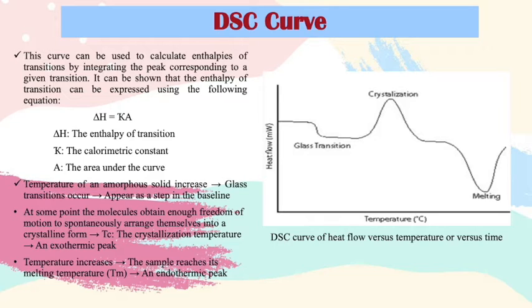Glass transition may occur as the temperature of an amorphous solid is increased. These transitions appear as a step in the baseline of the DSC signal. This is due to the sample undergoing a change in heat capacity, while no formal phase change occurs. As the temperature increases, an amorphous solid will become less viscous. At some point, the molecules may obtain enough freedom of motion to spontaneously arrange themselves into a crystalline form. This is known as the crystallization temperature, Tc.